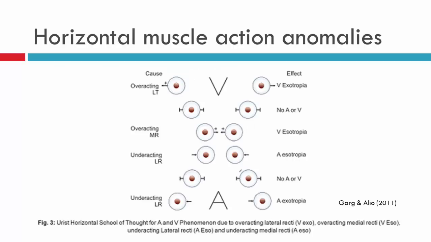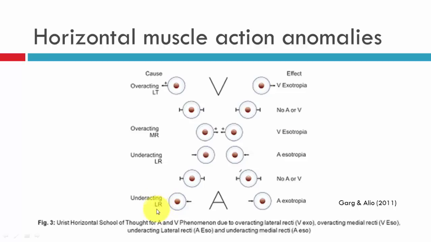Now here I've given you a diagrammatic representation of how an overaction or underaction of the horizontal muscles can lead to an A or V pattern. So as an example, if we have an overacting medial rectus, depicted here by these lines representing the medial rectus and an overaction, what we should see is a VESO. Now there are a couple of typos in this particular diagram.